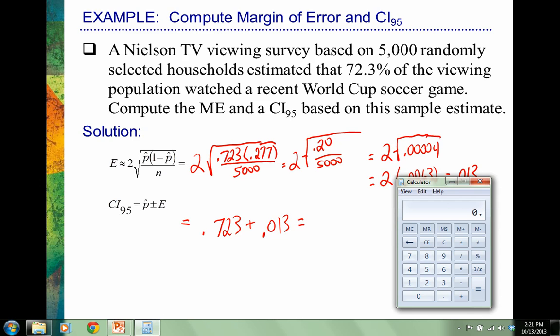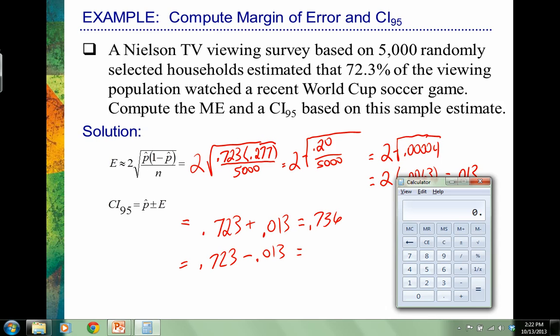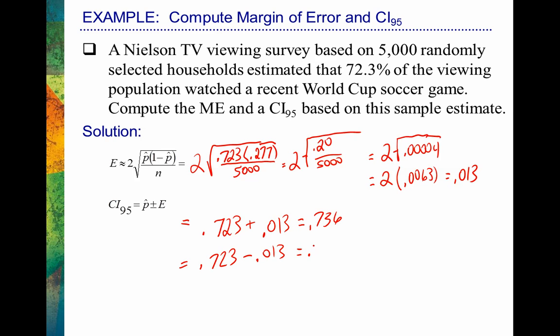Let's work that out real quickly. We've got 0.723, and we're going to add to that 0.013. That equals 0.736. So that's 73.6%. Let's now work on our lower confidence interval. That's 0.723 minus 0.013. Let's see what that equals. That equals 0.71, or of course 71%.